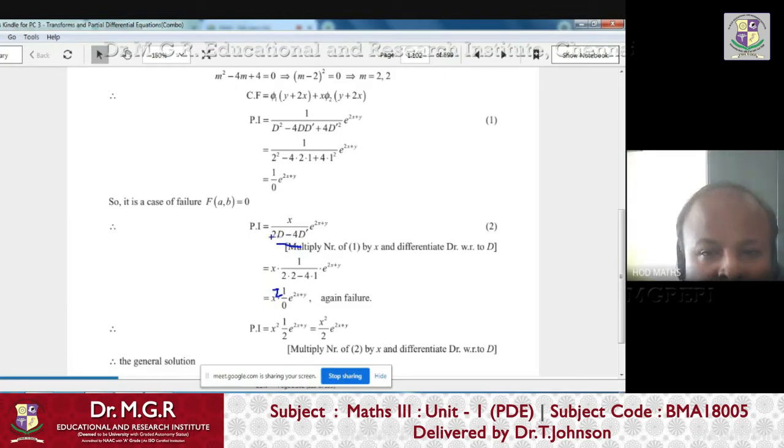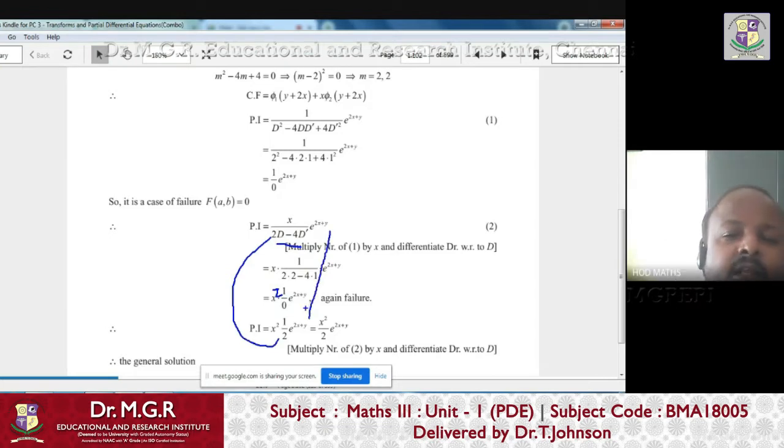And now you differentiate 2D. If you differentiate 2D, you will get 2. 4D dash becomes 0 because we are differentiating with respect to D. So now we get x square in the numerator, 2 in the denominator, and e power 2x plus y is there. So this is the solution.